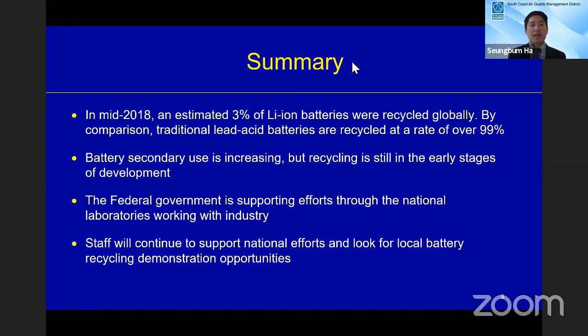In mid-2018, an estimated 3% of lithium-ion batteries were recycled globally. By comparison, traditional lead-acid batteries are recycled at a rate of over 99%. So we should fill the gap for the recycling of lithium-ion batteries, and battery reuse is increasing, but recycling is still in an early stage in terms of R&D development.